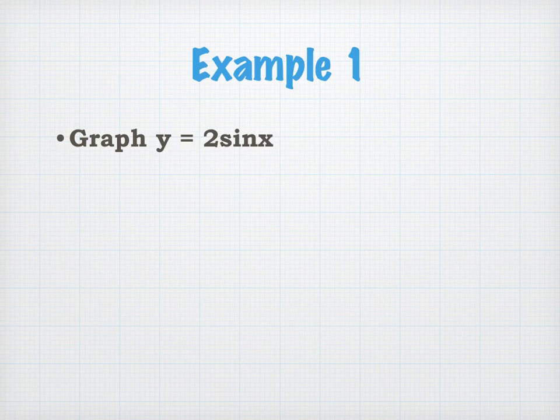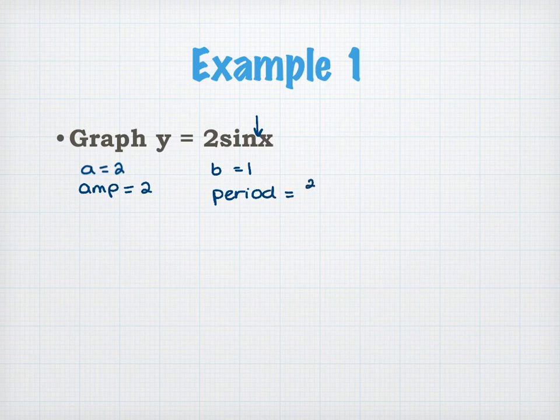So let's look at an example. This says graph y equals 2 sine of x. The first thing we want to do is identify our a, which is 2. That means our amplitude is 2 because it's the absolute value of 2, stays the same. The b, which is what's in between the sine and the x, is 1. And the period is 2 pi over b, which means it's 2 pi over 1, or 2 pi.